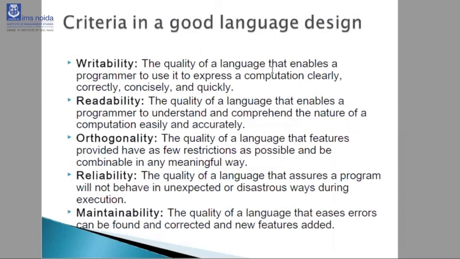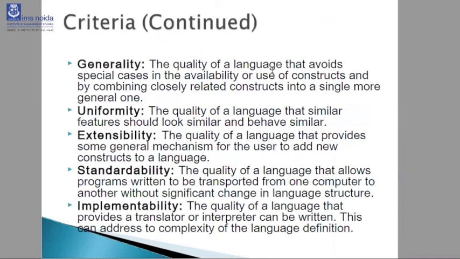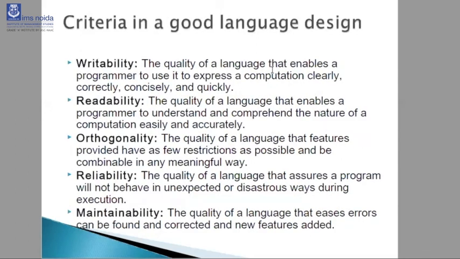So, what are the criteria of a good language? It has writability, readability, orthogonality, reliability, maintainability, generality, uniformity, extensibility, standardability, and implementability. These are the many criteria which a good programming language contains. These criteria must be available in your code.